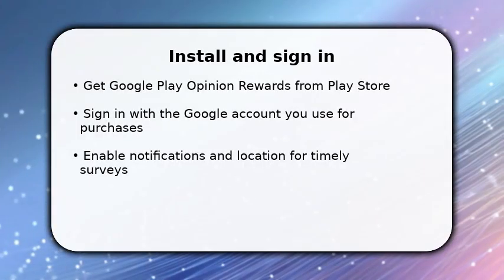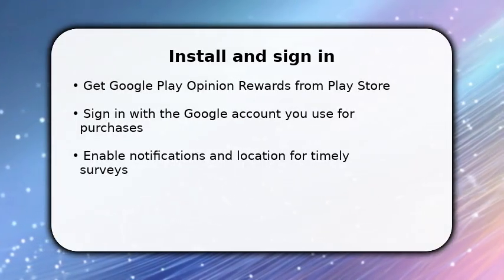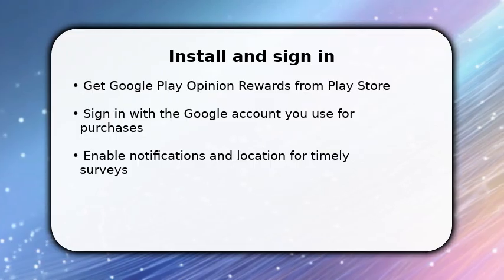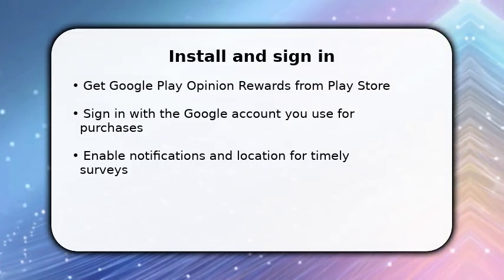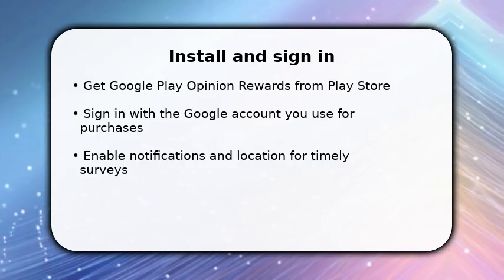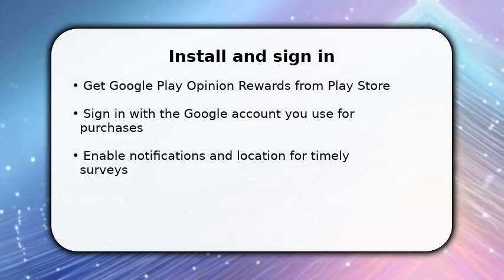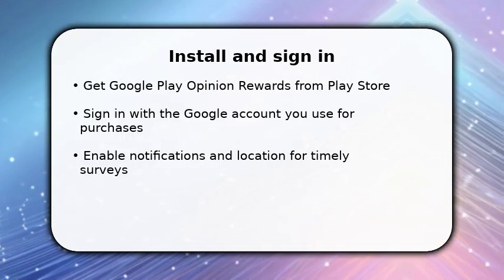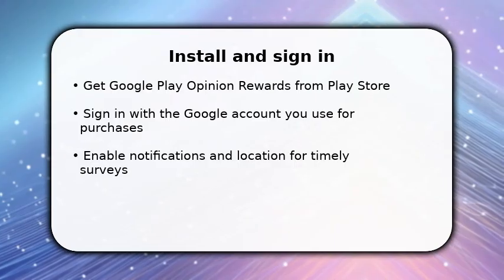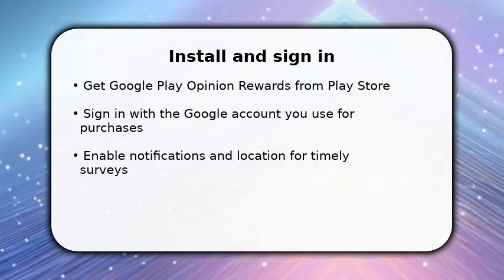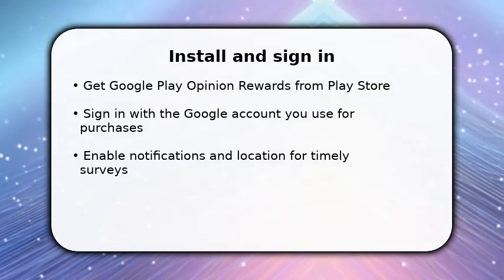You start by installing Google Play Opinion Rewards and signing in with the Google account you actually use to buy apps. Once signed in, complete the brief profile prompt so surveys match your demographics. Make sure to enable notifications and allow location access. This helps Google offer local, relevant surveys. Don't skip permission prompts. Accurate location and notifications increase survey frequency.